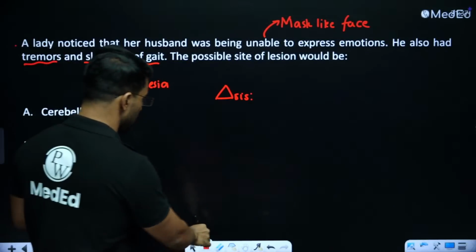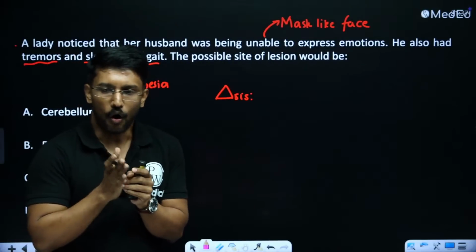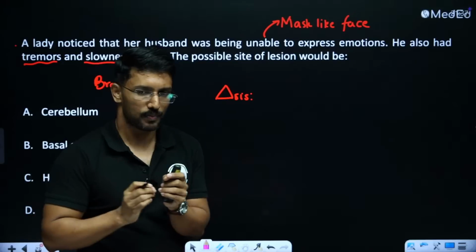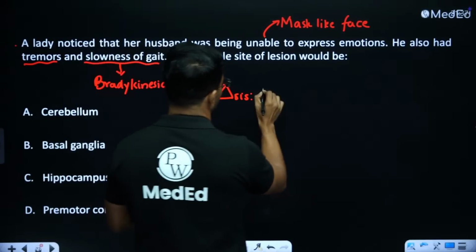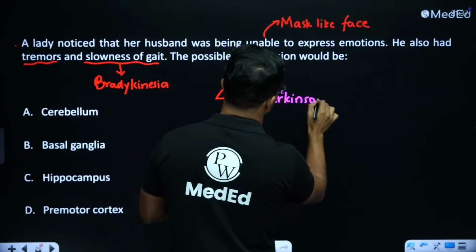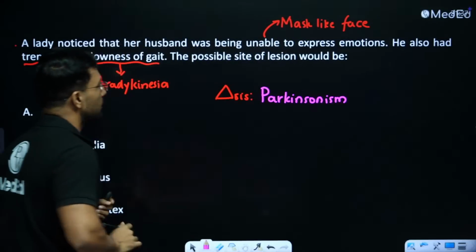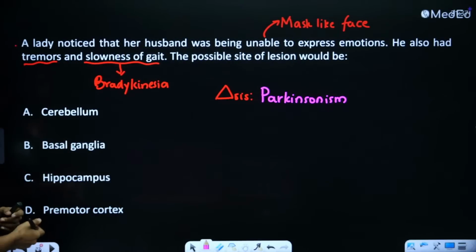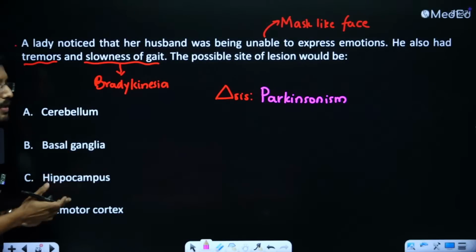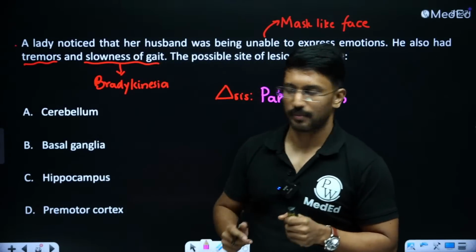So whenever you think of tremor and bradykinesia, what is the diagnosis that comes to your mind? Parkinson disease or other closely related conditions like Parkinson plus syndrome, right? So at least I can say that I am dealing with Parkinsonism here. And even mask-like face can be explained with that. So what is the possible site of lesion? Is it cerebellum? No. What symptoms do we get with cerebellar lesions? We can have ataxia, nystagmus, right? Action tremor.